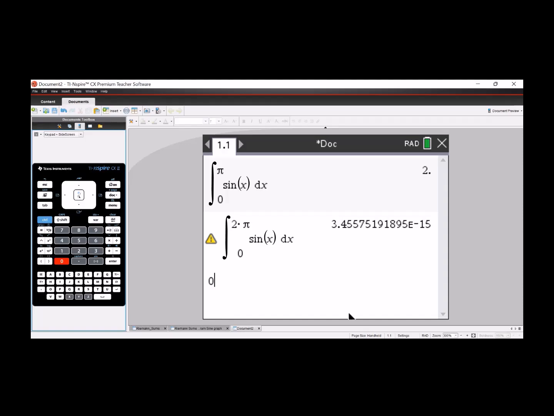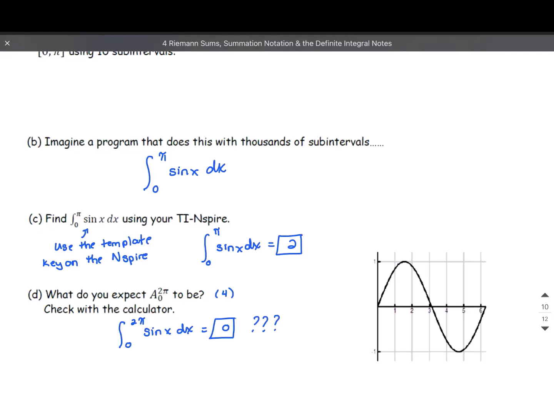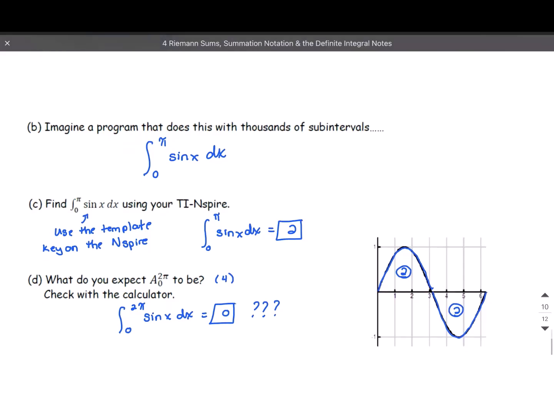Let's go back to our notes. Okay, we saw on the calculator that this area is 2, and we expected the area from 0 to 2 pi to be 4. But we got a 0. The reason is that yes, the physical area above the x-axis is the same as the physical area below. So the total area is 4, okay? But the integral does not give us that.